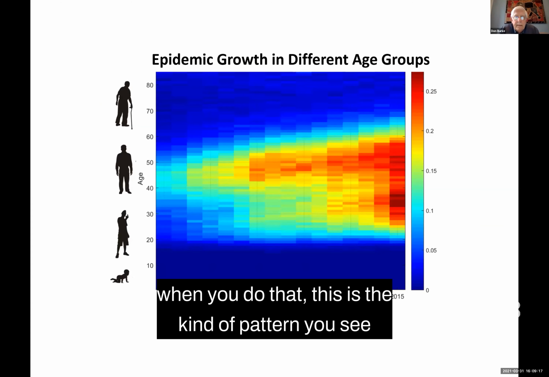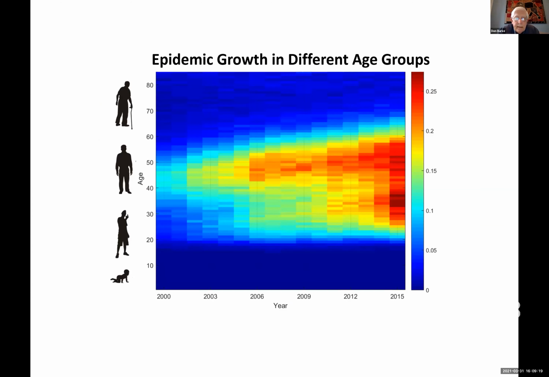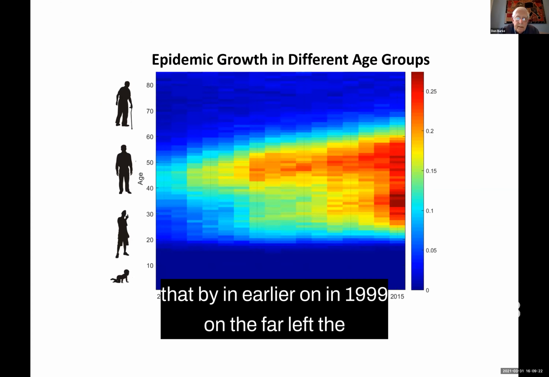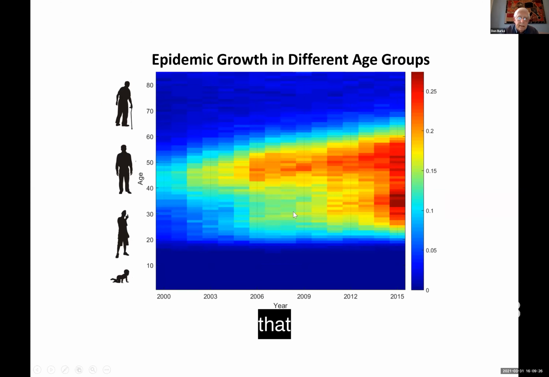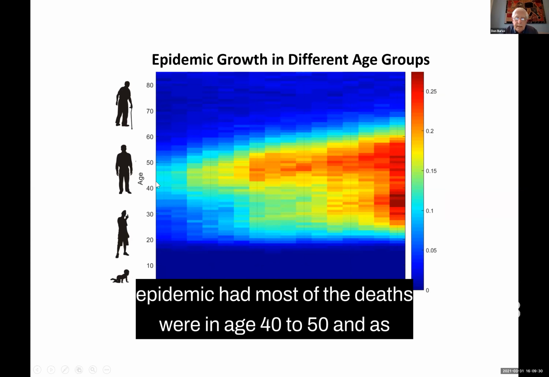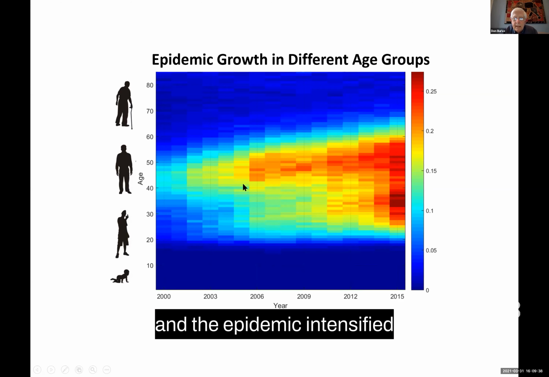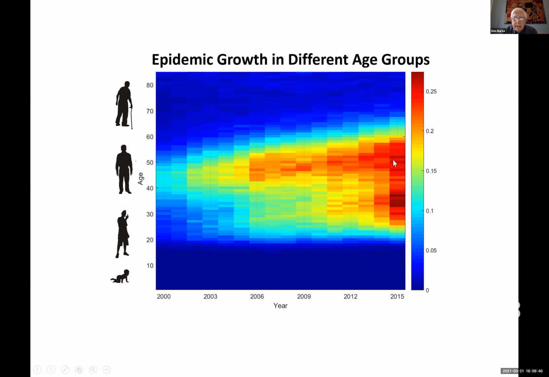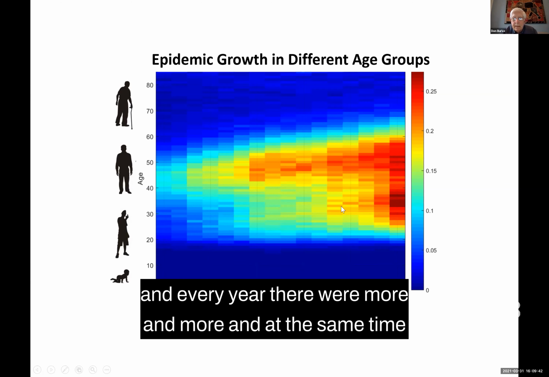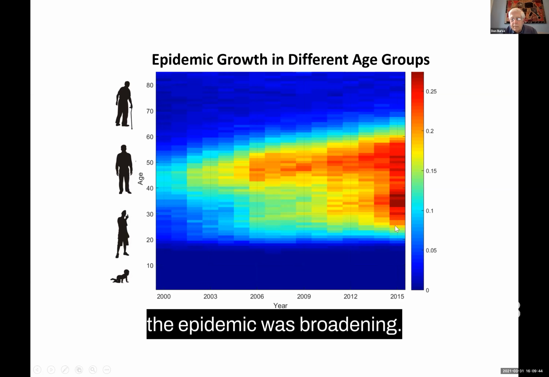When you do that, this is the kind of pattern you see: earlier on in 1999, on the far left, most of the deaths were in age 40 to 50. And as time went by, the upper edge of the epidemic kept getting older, and the epidemic intensified. And every year there were more and more. And at the same time, the epidemic was broadening.